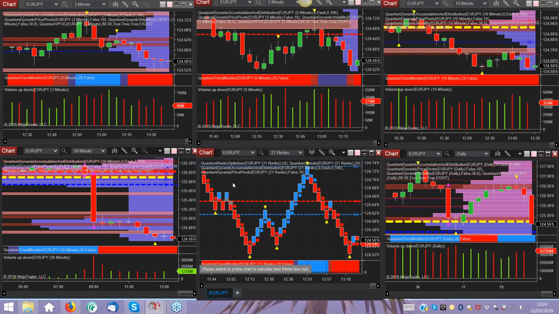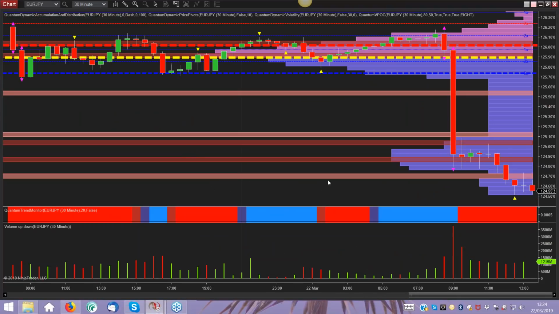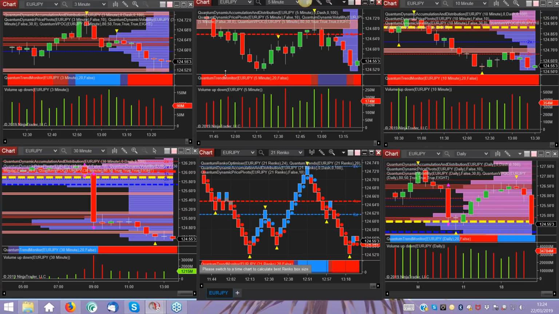Just looking at what's going on here, let's just go a step down onto the 30. We traded in here for a while, now we're carrying on down. Lower still to go by the look of it. Let's just have a look and see what's going on in the euro dollar.